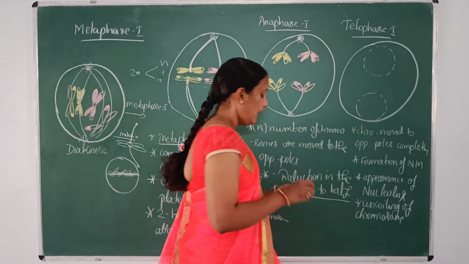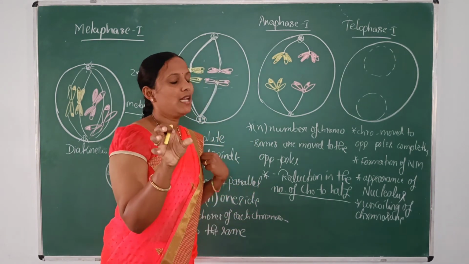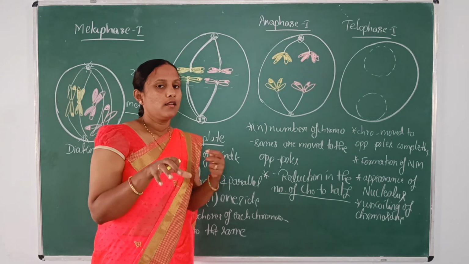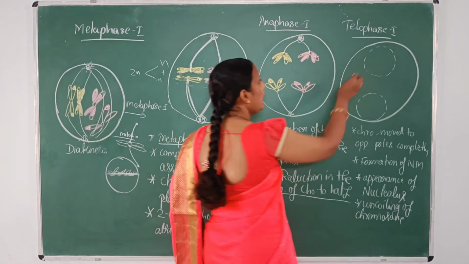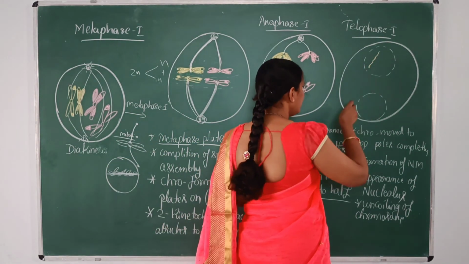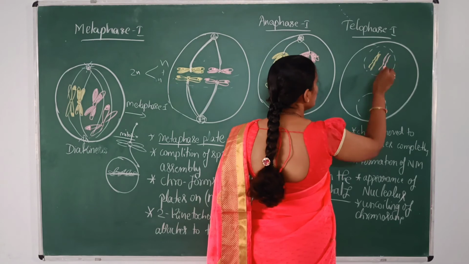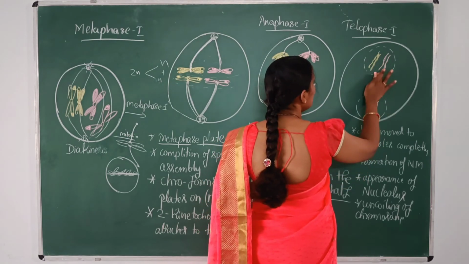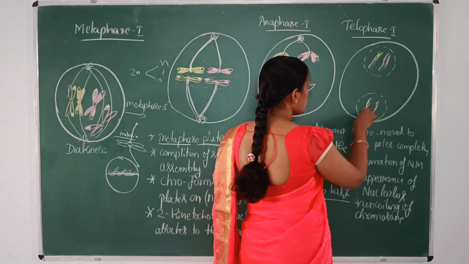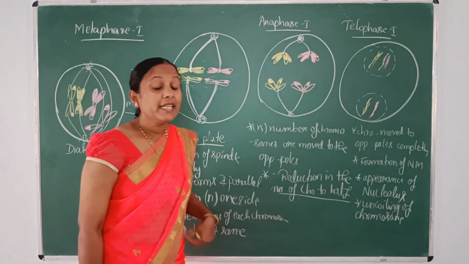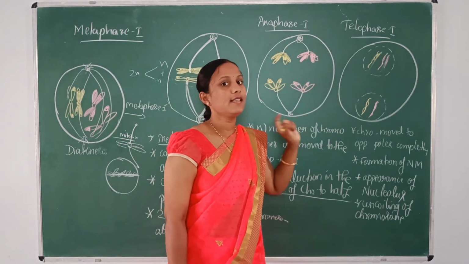But here, the chromosomes are not completely uncoiled if you compare with the interphase. They uncoil, but they keep their integrity. They will be straight like this. The complete uncoiling or disintegration of chromosomes will not take place in telophase 1. The chromosomes remain straight.